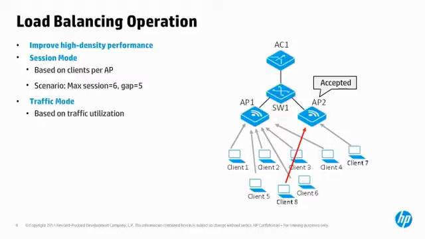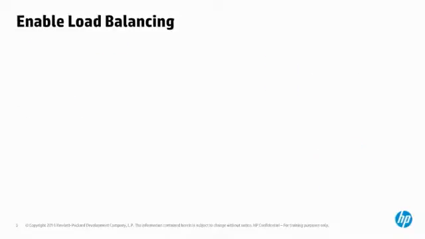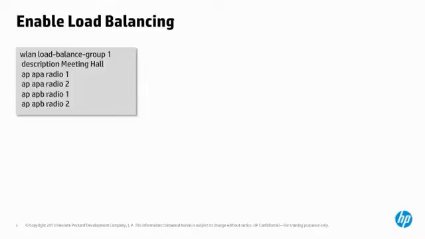Traffic mode is based on a maximum traffic threshold and maximum traffic gap. When these thresholds are met, an AP will reject the client to encourage it to associate to another AP. To balance loads among APs, you add them to a load balancing group. From CLI, Load Balancing Group 1 has been created for a meeting hall. A set of APs were then added to this group.